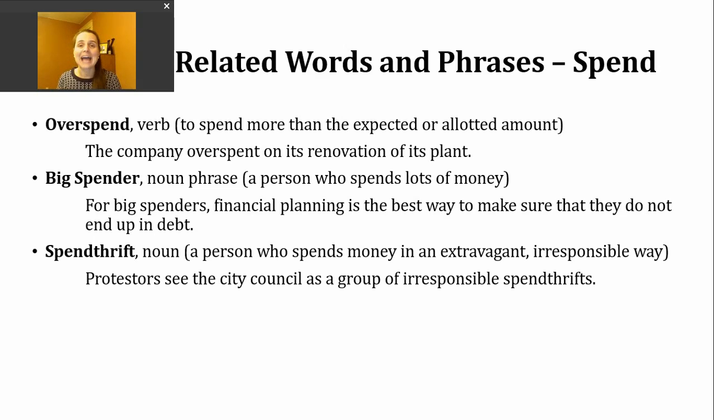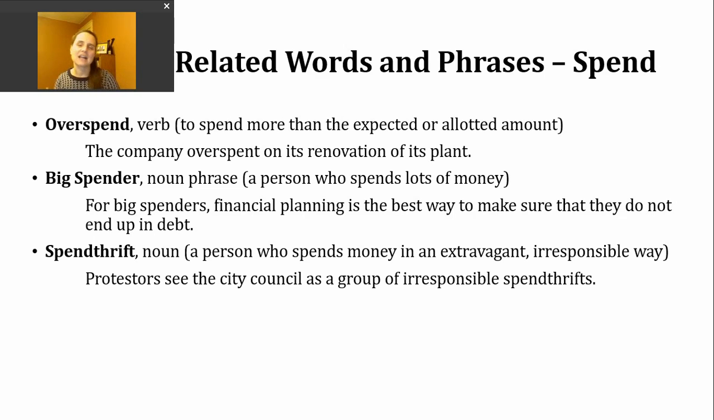The last word we're going to look at is going to sound like a similar noun. It's spendthrift, and it is definitely someone who spends a lot of money, but they're also spending it in an extravagant and irresponsible way. So they might not have much of it, and they definitely aren't going to after they're done buying things and whatever else they choose to do with this money. Let's take a look at spendthrift in a sentence. Protesters see the city council as a group of irresponsible spendthrifts.